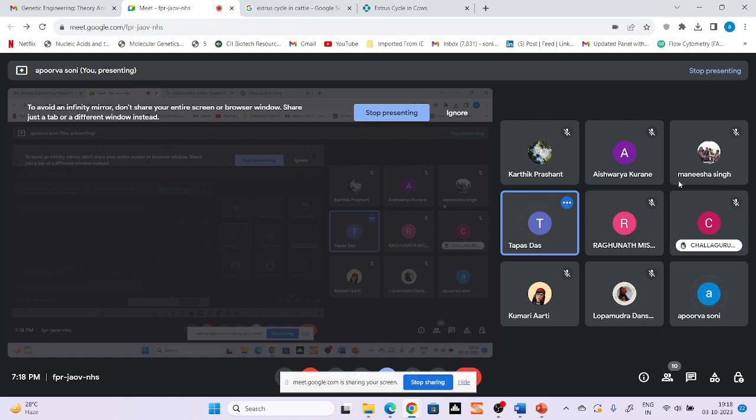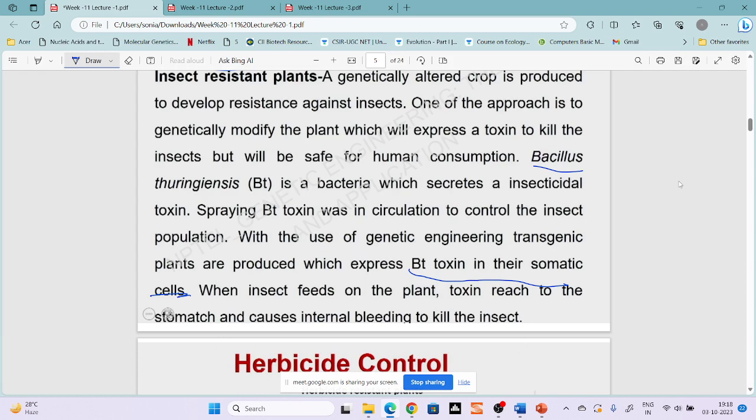Okay. Also, when you are spraying something, you cannot control the spray. It will go to the areas where it is desired, and it will also go to the areas where it is not desired. Therefore, it is always good to have the modification within the plant, but then it also has its own cons, because it is like we are playing with nature.